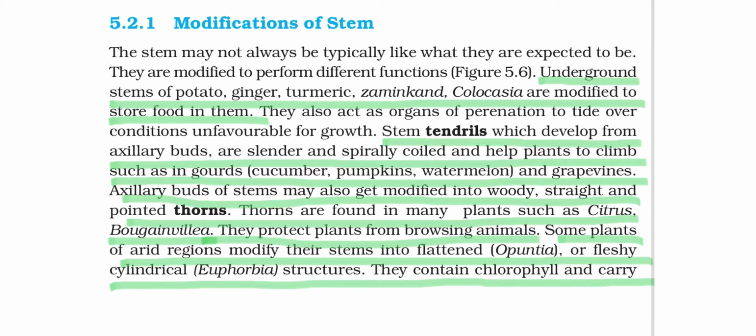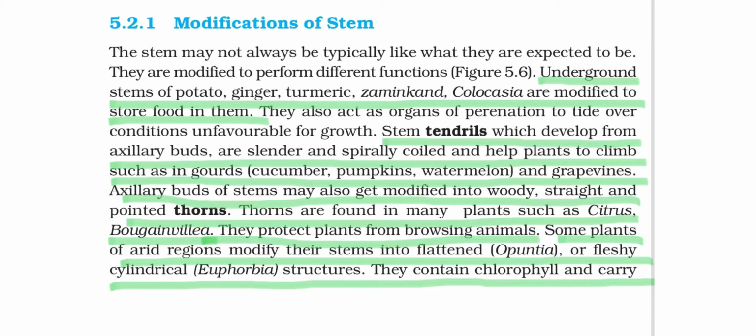So thorns are found in many plants like citrus, जिसको हम बोलते हैं lemon, नींबू का जो shrub होता है. Then bougainvillea, it is an ornamental plant, and they protect the plants from browsing animals. Other modification is regarding photosynthesis.